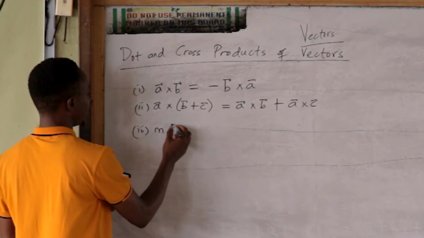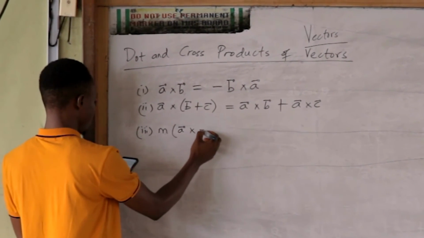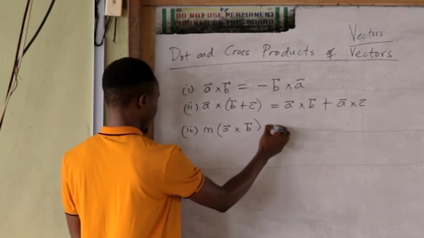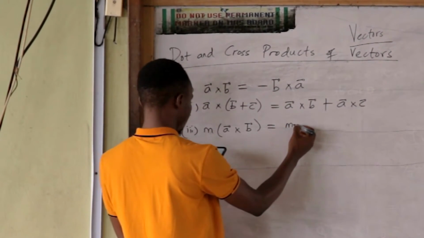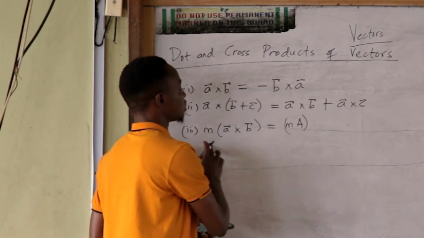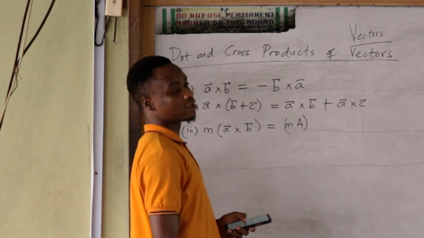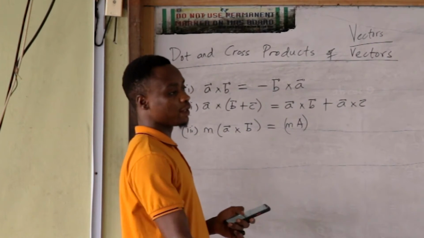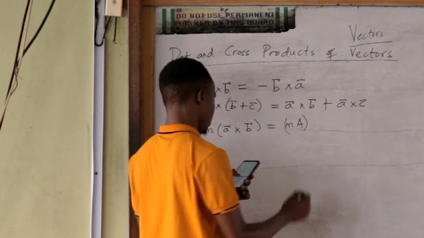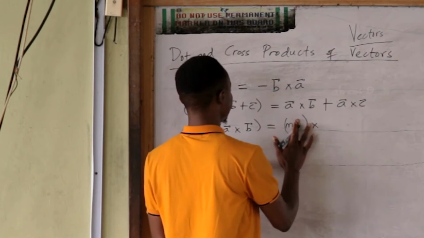We have M, that is, M is a scalar, like we said earlier. If I multiply the cross product by a scalar, I can decide to multiply any one of the vectors by the scalar first, or get the cross product and multiply the result by the scalar. Just like we have this for the dot product, we have something similar here.